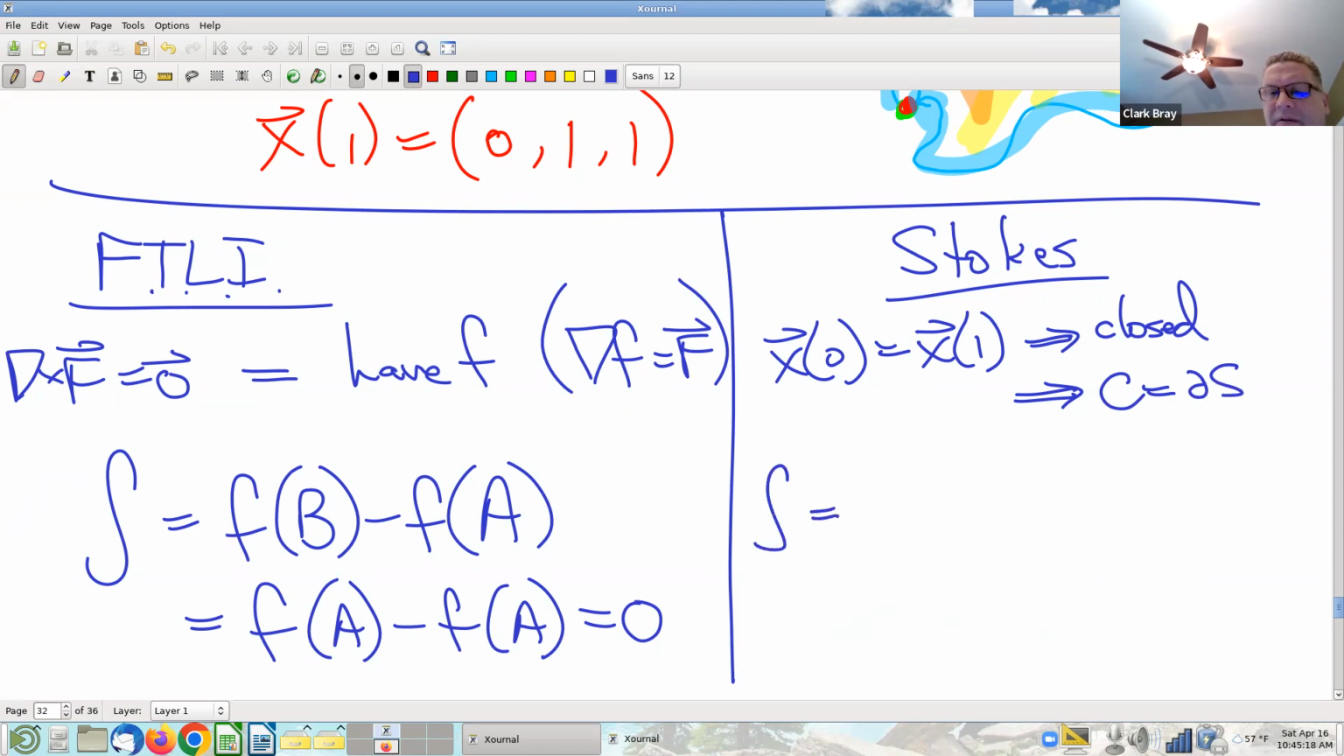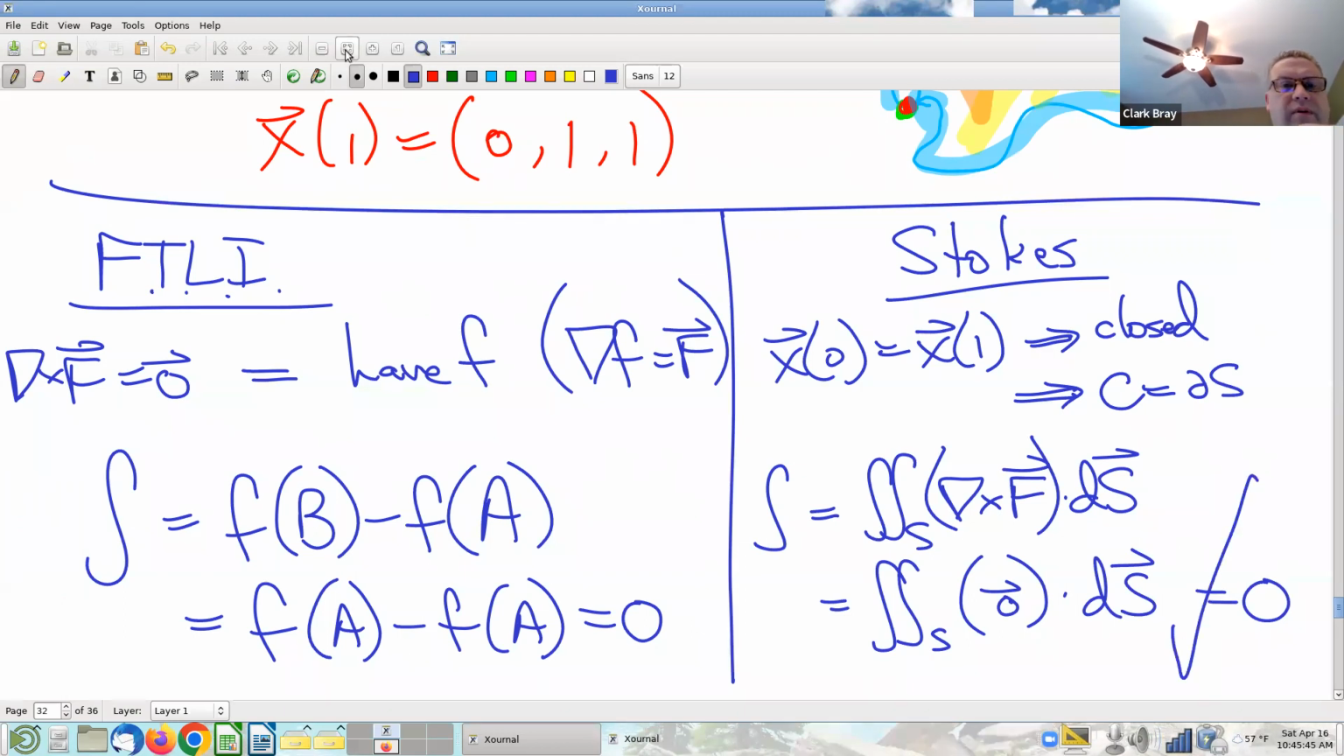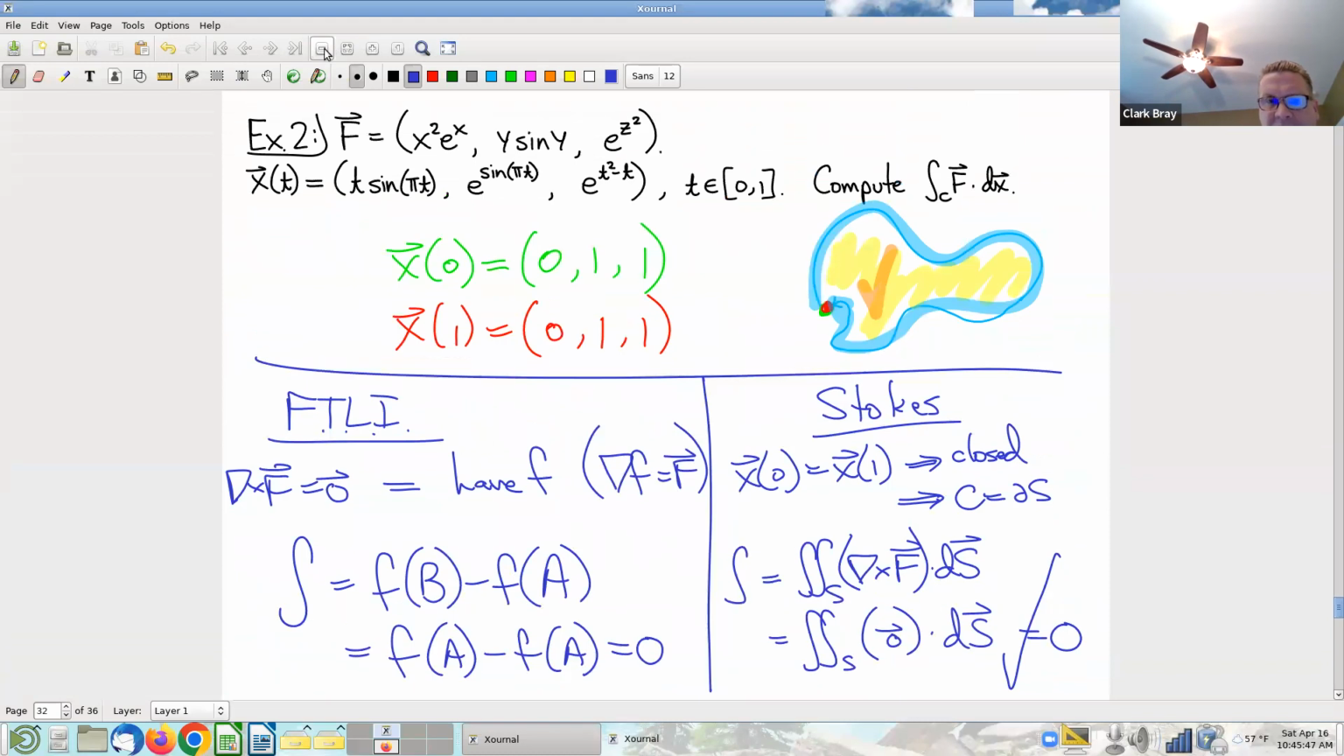Then my line integral is flux through S of the curl dot dS, which is the flux of the 0 vector dot dS, which is 0. Full credit, no problem. So take your pick, either approach that you like.